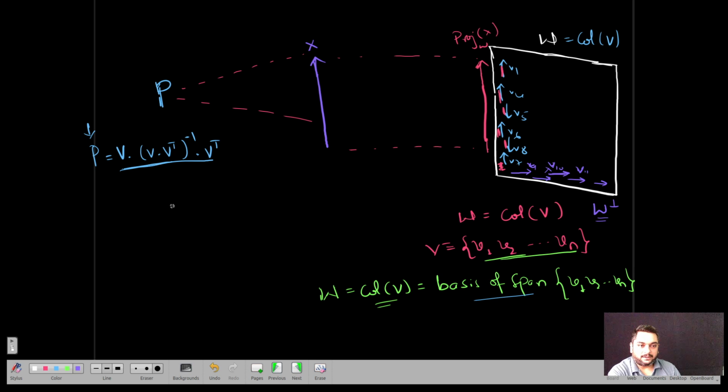You will get it by doing I minus P. If I do I minus P and project this X onto this, I will get it on orthogonal complement of your subspace W. That is the meaning. So for this, the projection will happen on orthogonal complement of W. So projection will be like this for this. Hope you are getting it.